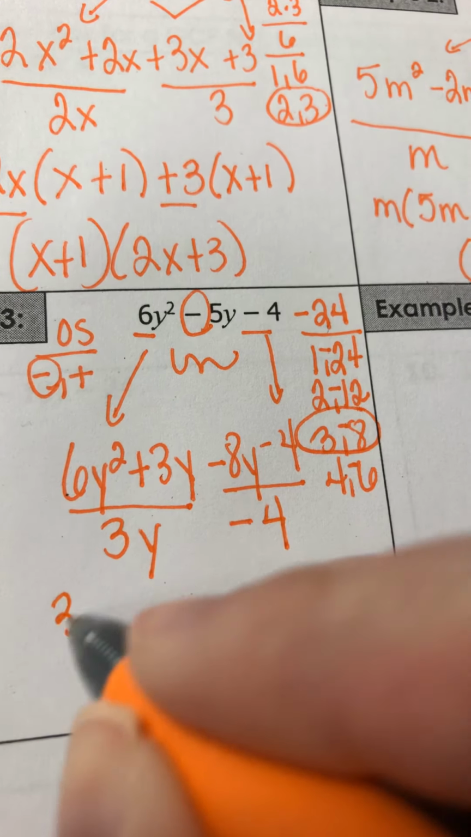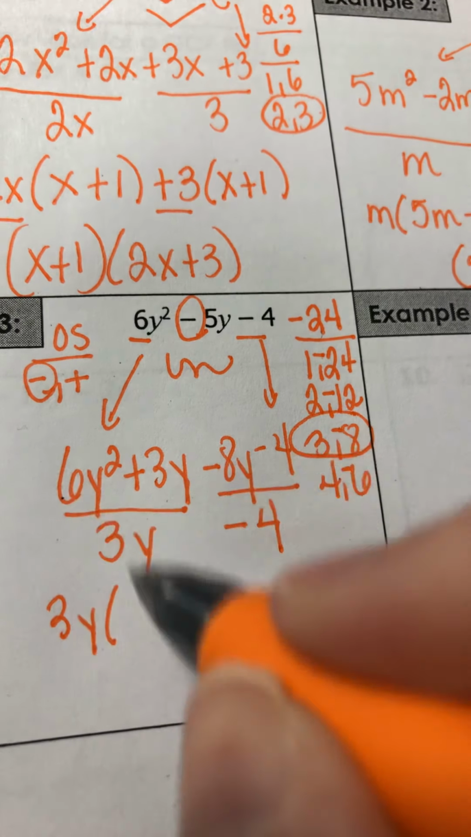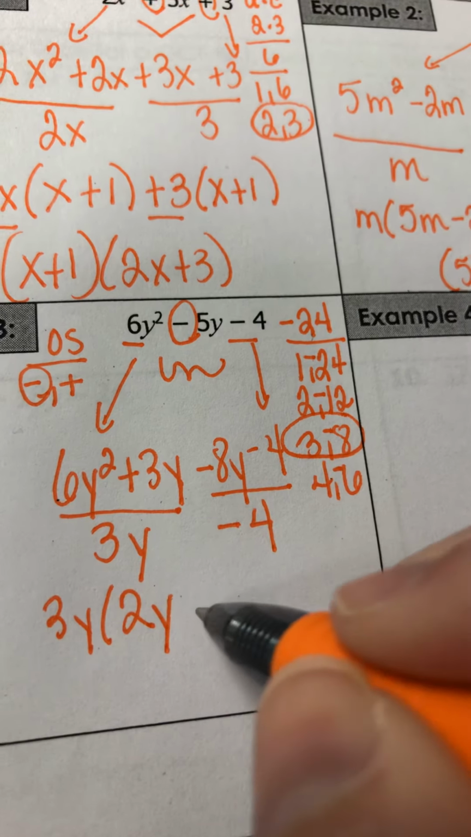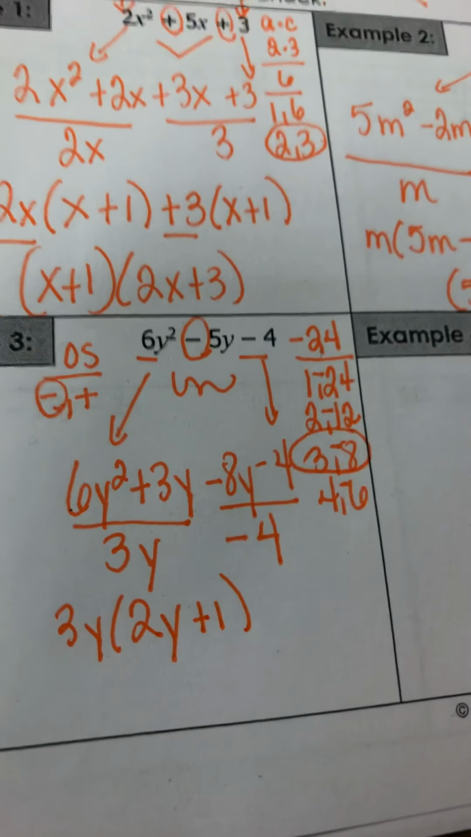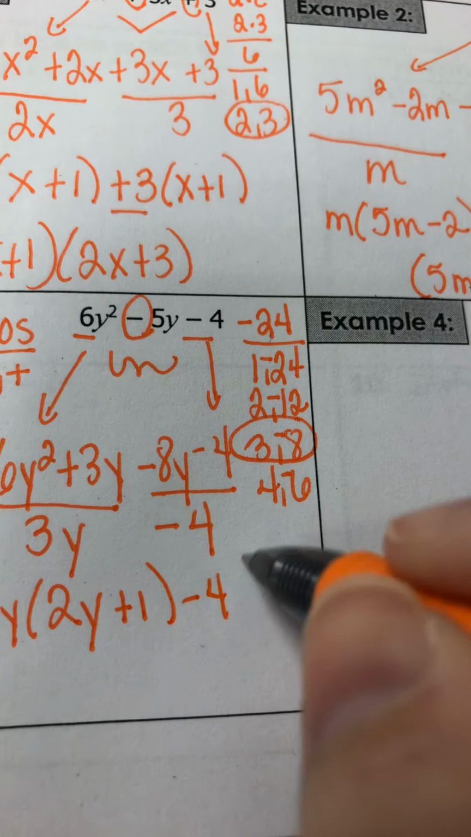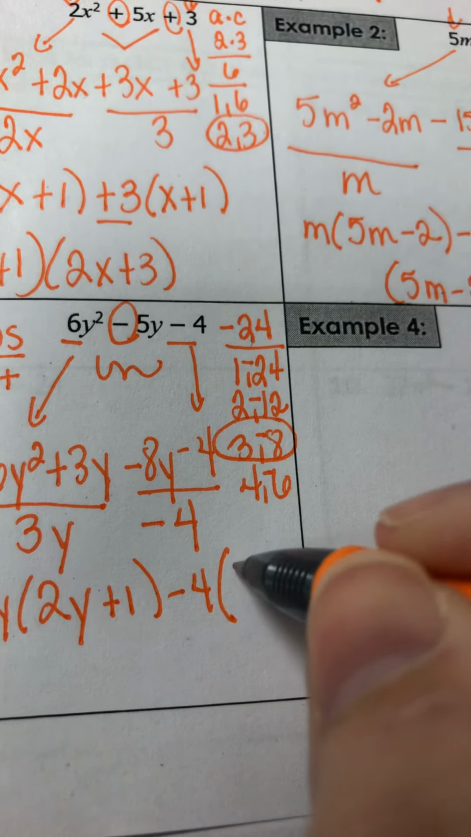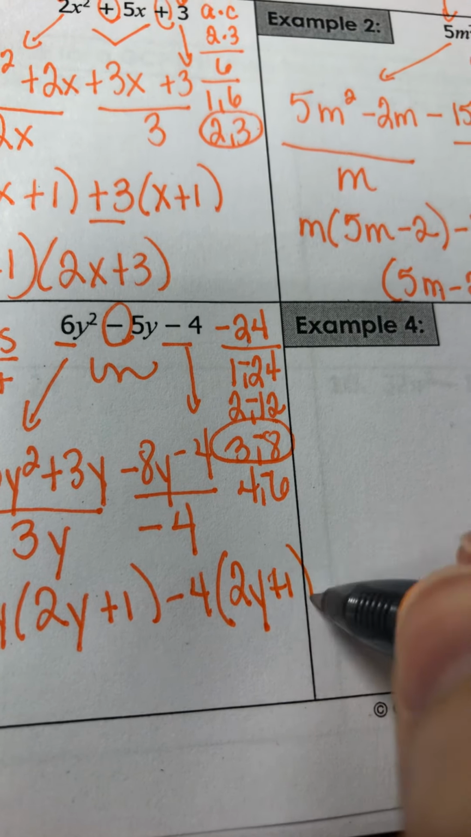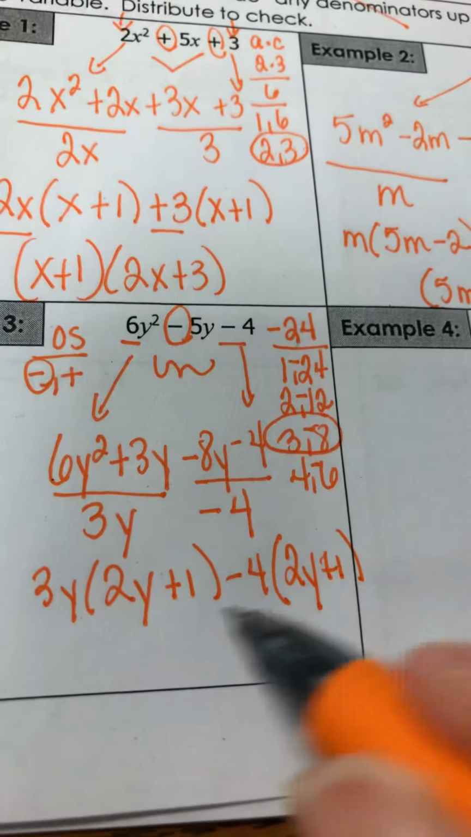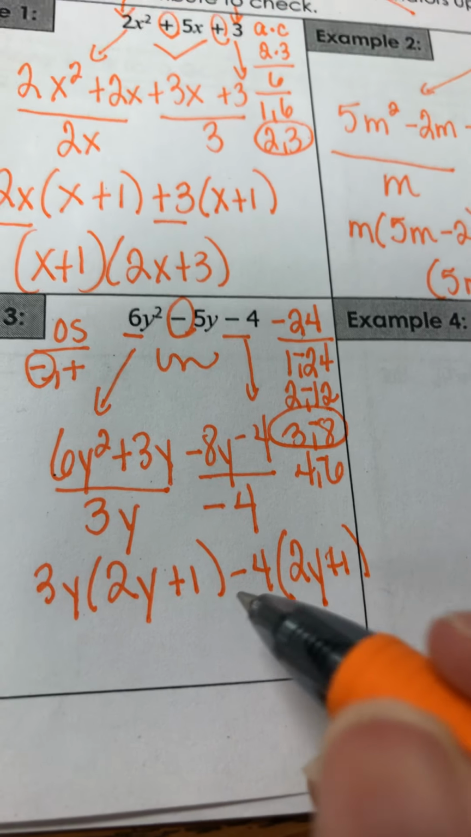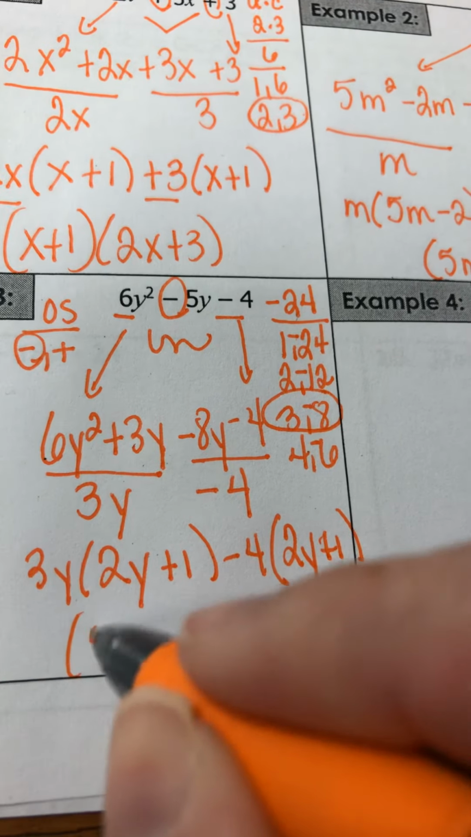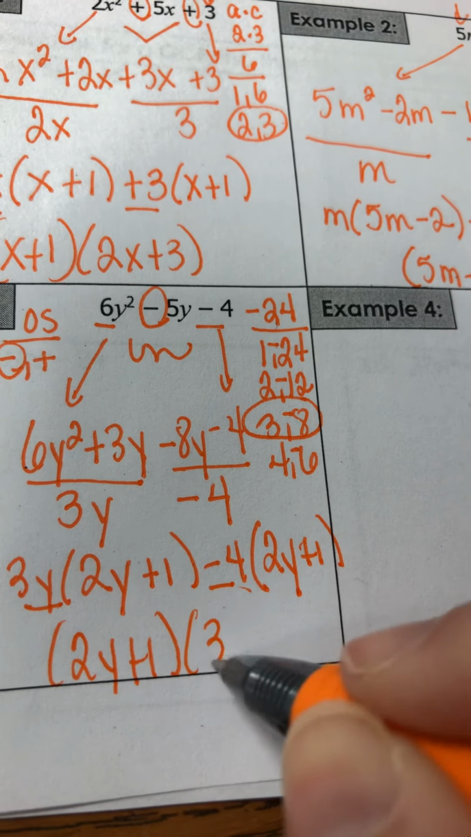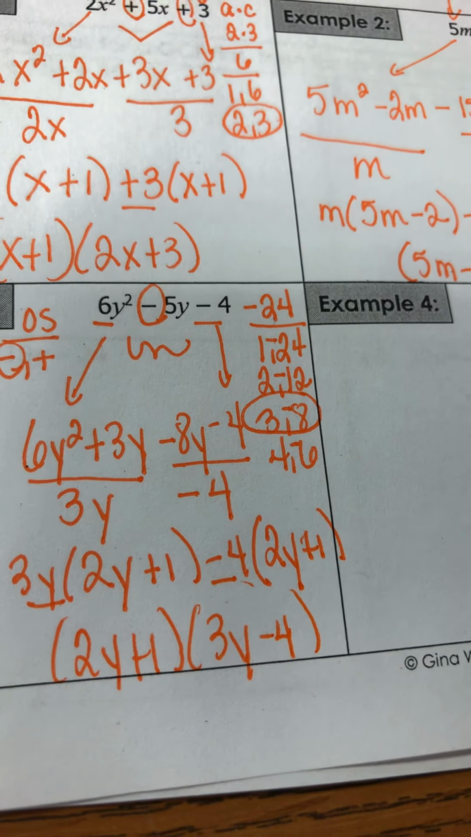So bring down the 3y and divide. 3 will go into 6 2 times. 2 minus 1 is 1. 3y divided by 3y is a positive 1. Now bring down your negative 4. Negative 8y divided by negative 4 is 2y. Negative 4 divided by negative 4 is a positive 1. Look at your matching parentheses. It's necessary. So factor out 2y plus 1. And then your two GCFs that are left will go in your other parenthesis.